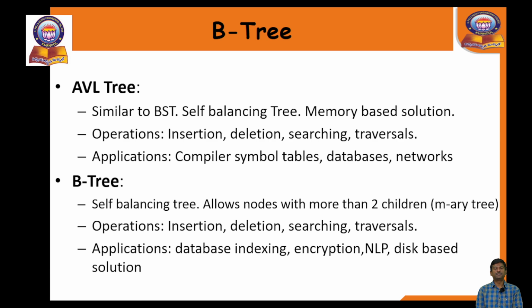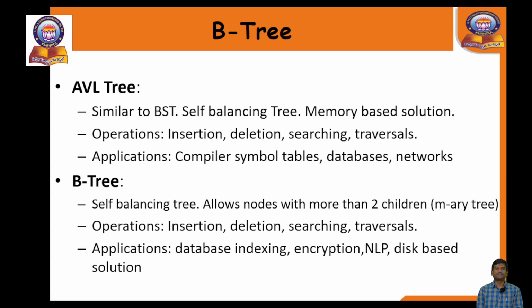Coming to the B tree, it is also a self-balancing tree, which allows nodes with more than 2 children, unlike your binary tree, binary search tree, and the AVL tree. At most, we can add 2 children for a parent node in those trees. But in the B tree, we can have more than 2 children for a node.